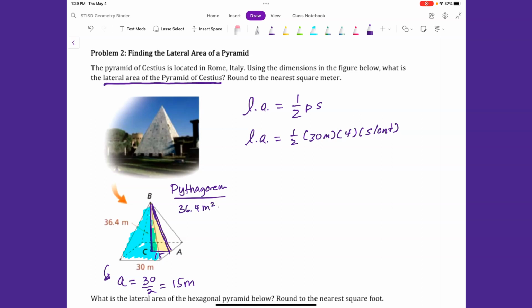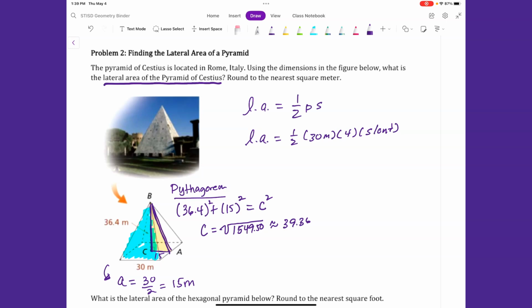So we have 36.4 meters squared plus 15 squared. Let me write this again. What we're going to do is square 36.4 plus 15 squared, and that's going to give you the slant height. It's called c squared. So c is equal to the square root of 1,549.50, which is approximately 39.36.